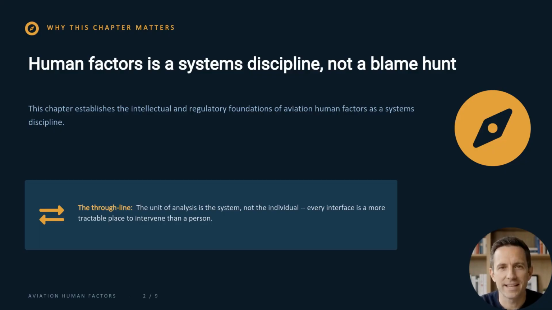Why does this chapter matter? Because human factors is a systems discipline, not a blame hunt. Chapter 1 establishes the intellectual and regulatory foundations of the field, and its through line is simple but powerful. The unit of analysis is the system, not the individual. Every interface is a more tractable place to intervene than a person.